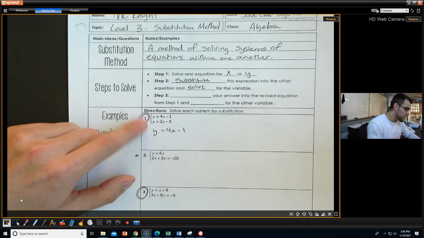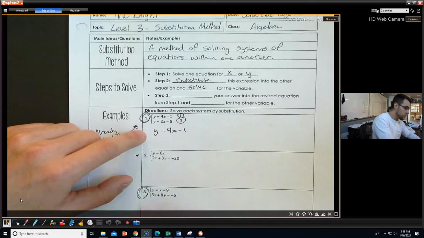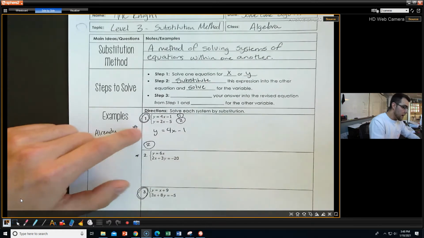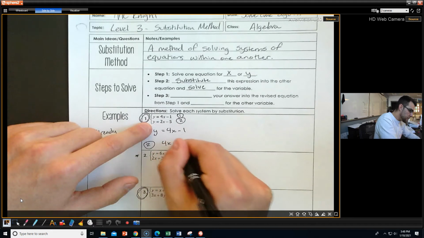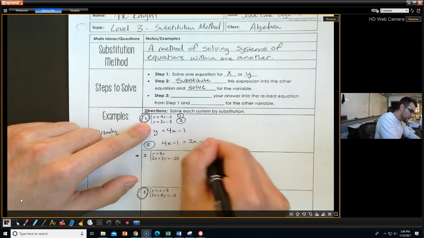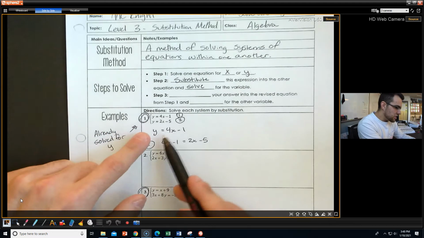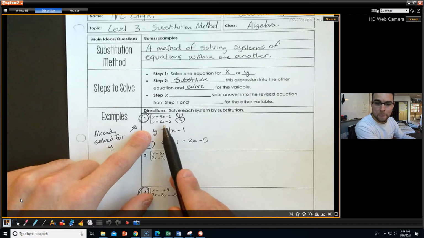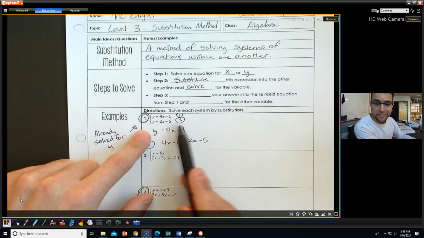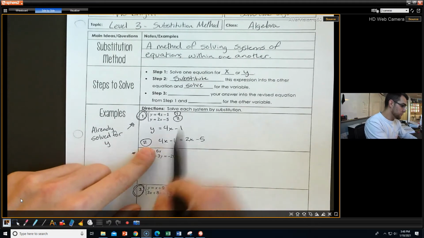For this second equation, I'll label this equation 1, this one equation 2. For equation 2, I'm going to replace that y with 4x minus 1, like that. That's what I did. I just substituted this 4x minus 1 in right here. And really, you can do it either way. It does not matter. But this is step 2 right there.